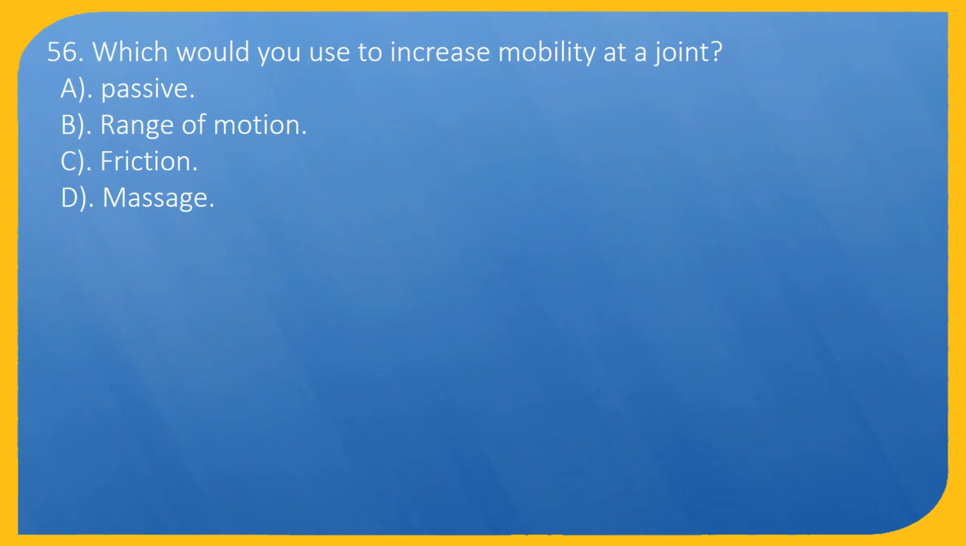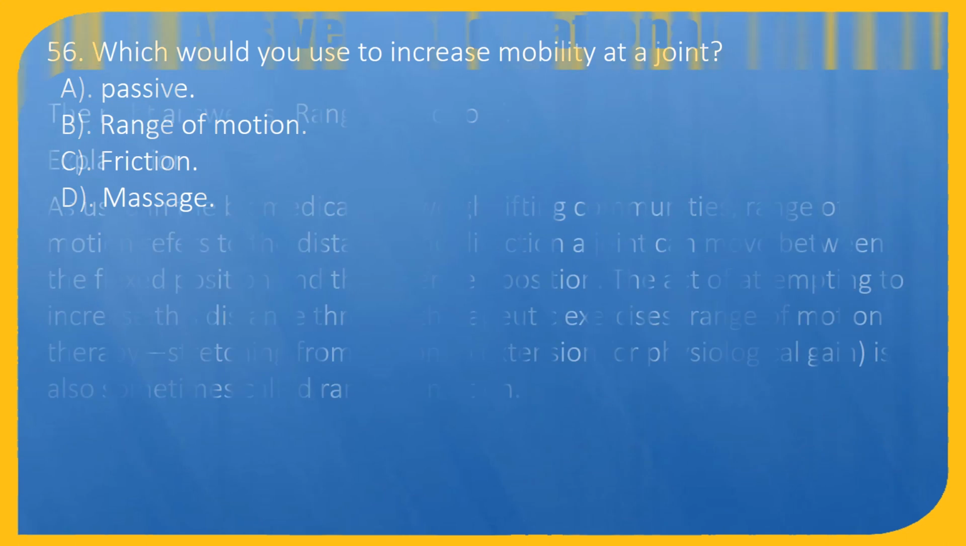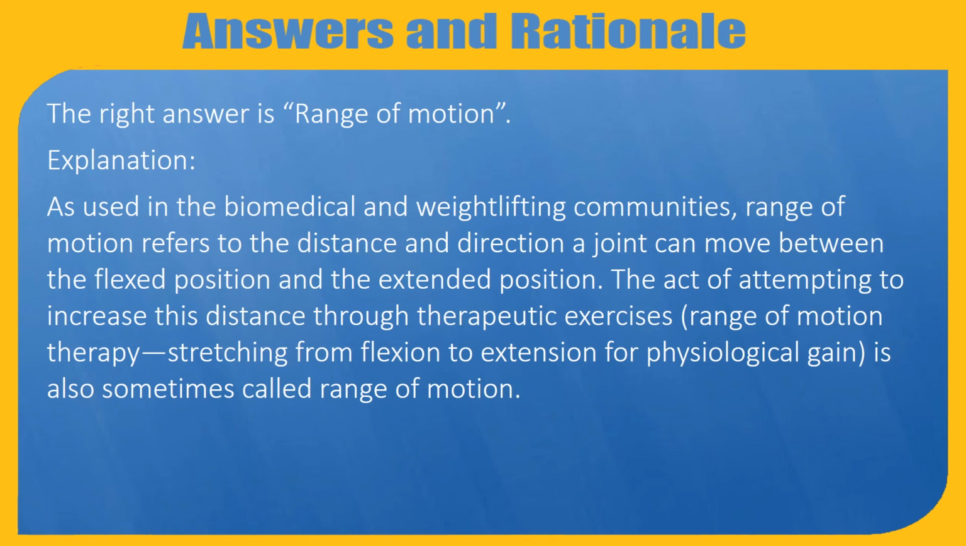Question 56. Which would you use to increase mobility at a joint? A. Passive. B. Range of motion. C. Friction. D. Massage. The right answer is range of motion. Explanation: as used in the biomedical and weightlifting communities, range of motion refers to the distance and direction a joint can move between the flexed position and the extended position.